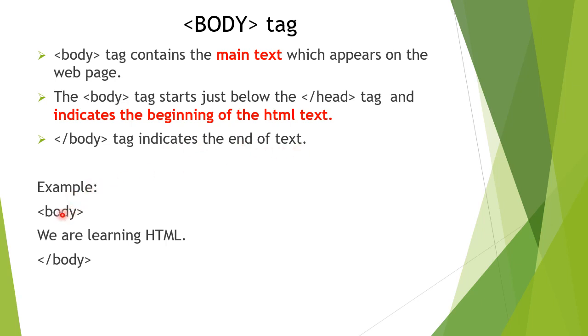For example, after the head tag, we start the body tag and then we write the content. Whatever content you want to display on the web page, you write within the body tag. Fine. Then we close the body tag. So this is the body section where you give the main text or actual text which we want to appear on the web page.